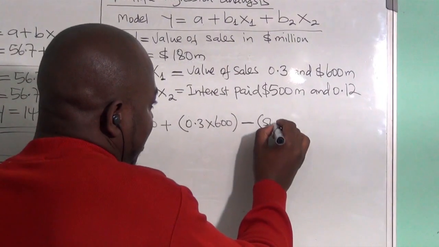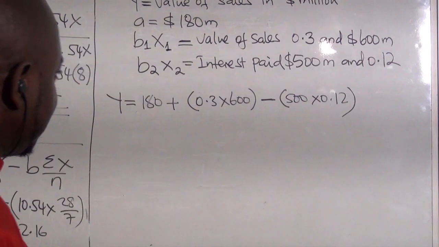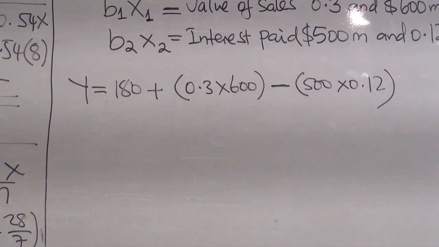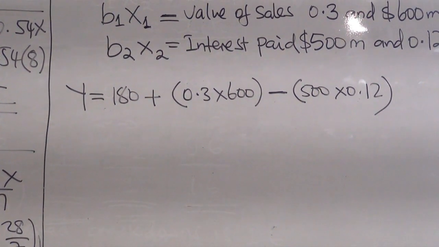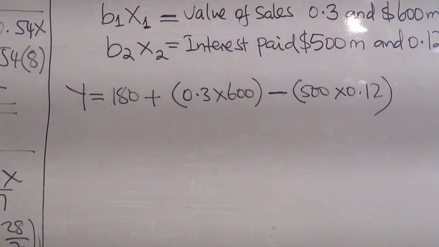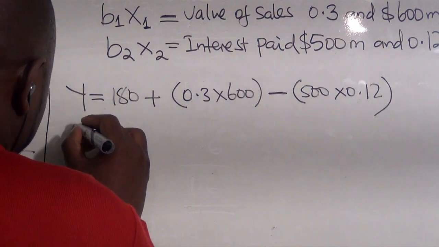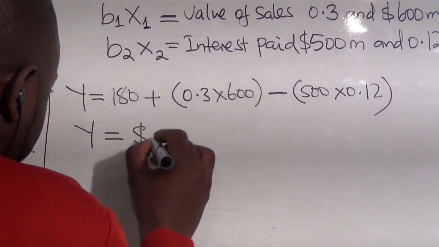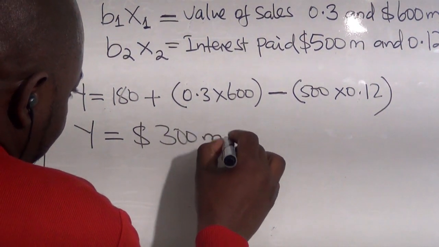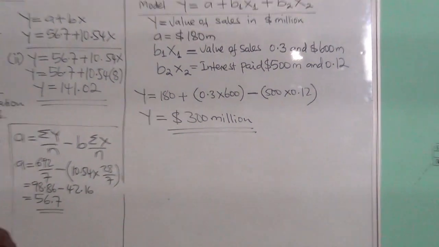So we have got 500 there and 0.12 respectively. All right? And then I'll process this in the calculator to determine the sales value. I have 180 plus open brackets 0.3 multiplied by 600 close brackets plus open brackets minus open brackets 500 multiplied by 0.12, and then I obtain 300 as my final answer. So therefore sales value is $300 million. All right. So this is what is basically expected of you to do under regression analysis.